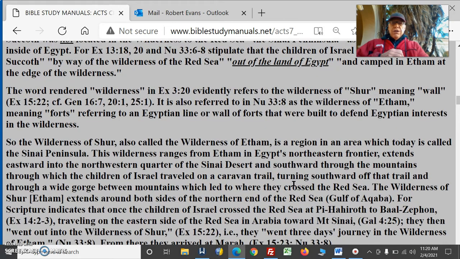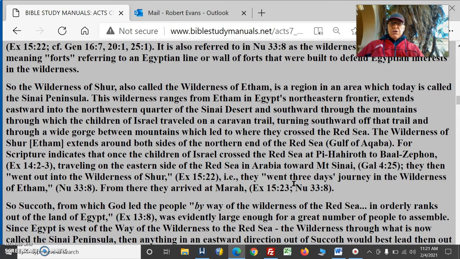The word rendered wilderness, Exodus 3:20, evidently refers to the wilderness of Shur, meaning wall. It is also referred to in Numbers 33:8 as the wilderness of Etham, meaning forts, referring to an Egyptian line or wall of forts that were built to defend Egyptian interests in the wilderness.